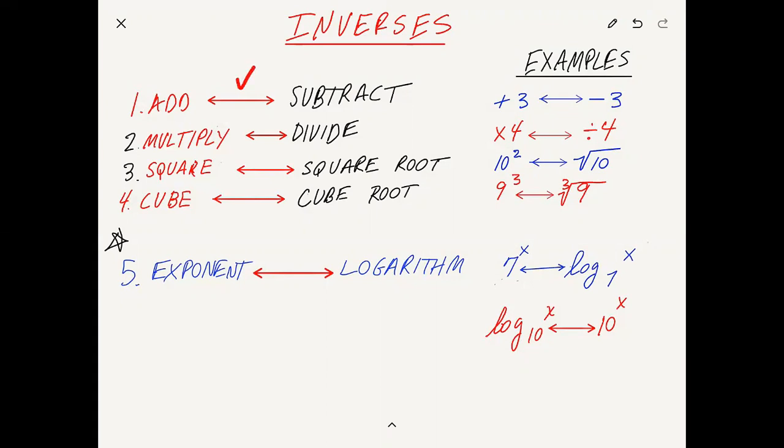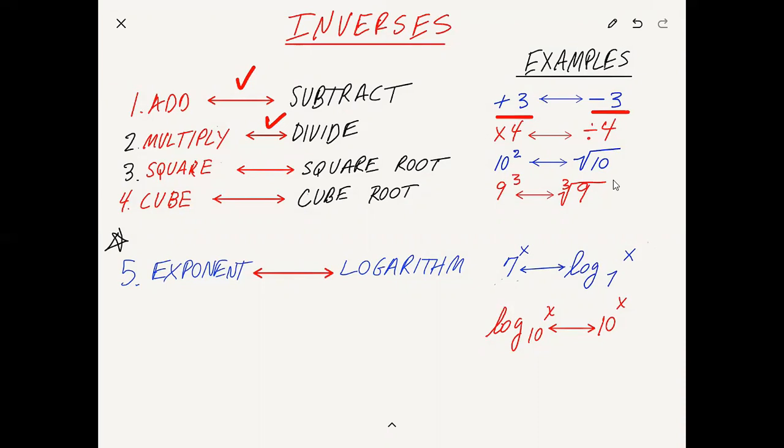The inverse of +3 is subtracting 3, and vice versa. The next level is multiplication and division, and those are inverses of each other. So times 4, what's the opposite of multiplying by 4? Dividing by 4. All right.